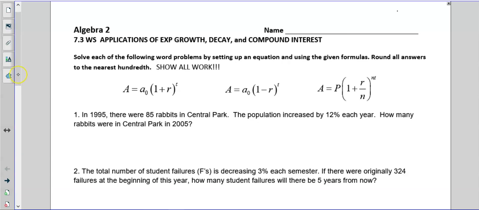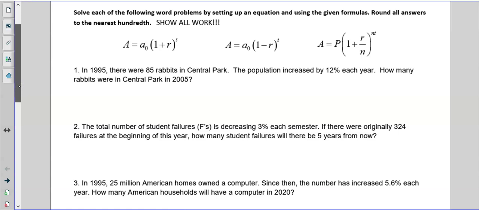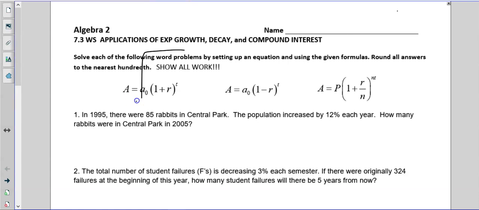All right, 7.3 applications problems. So remember your formulas. Here we have growth by the plus, decay by the negative, and here's compound interest. So when it gets more complicated, that's compound.